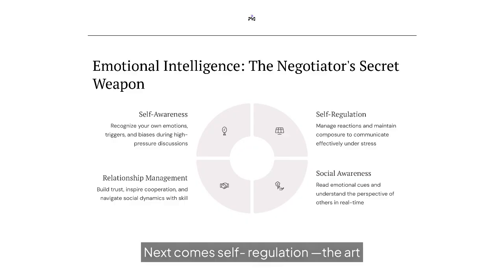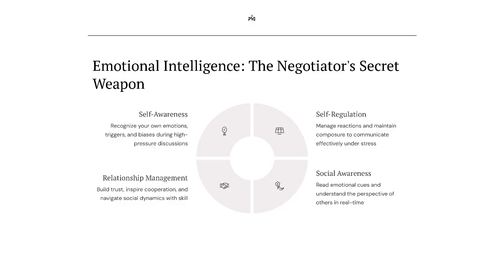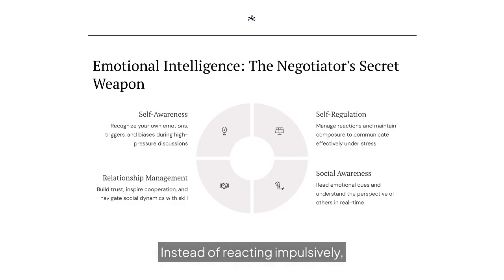Next comes self-regulation, the art of staying composed under pressure. Instead of reacting impulsively, emotionally intelligent negotiators take a moment to pause, reflect, and choose a thoughtful response. This sense of control builds credibility and respect, signaling confidence without aggression.